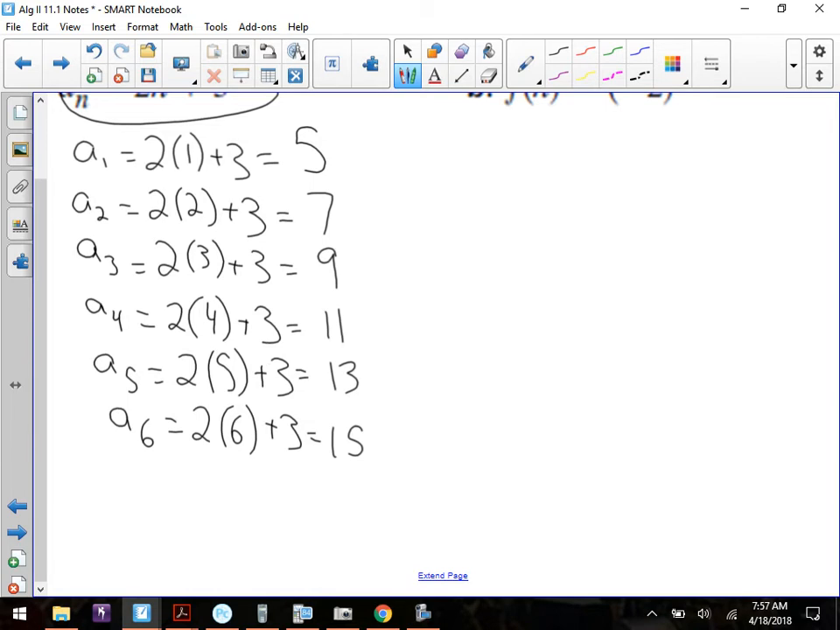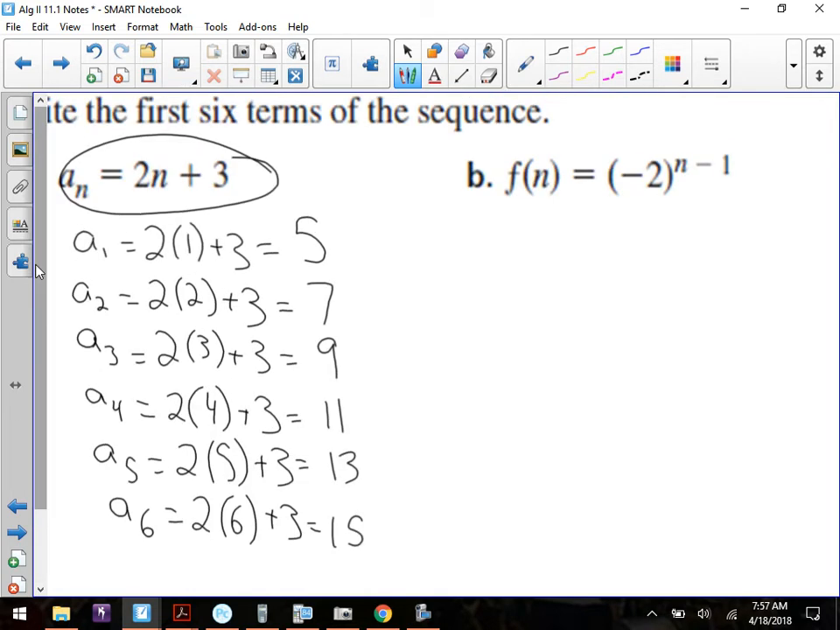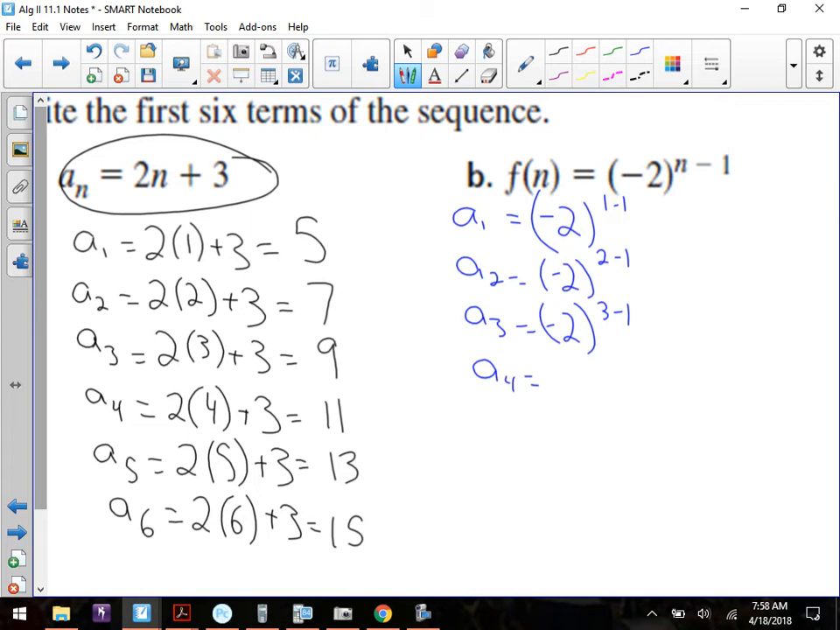Same thing happens when you look at -2 to the n minus 1. Same idea. When we start putting them through, you've got your first term, be -2 to the 1 minus 1. -2 to the 2 minus 1.